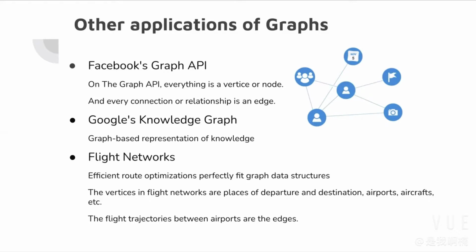As we discussed in the class, the flight network is another application of a graph. The vertices in flight networks are places of departure, destinations, airports, aircraft, and so on. The flight trajectories between airports are the edges, so we can find the efficient route optimization perfectly when using the graph.